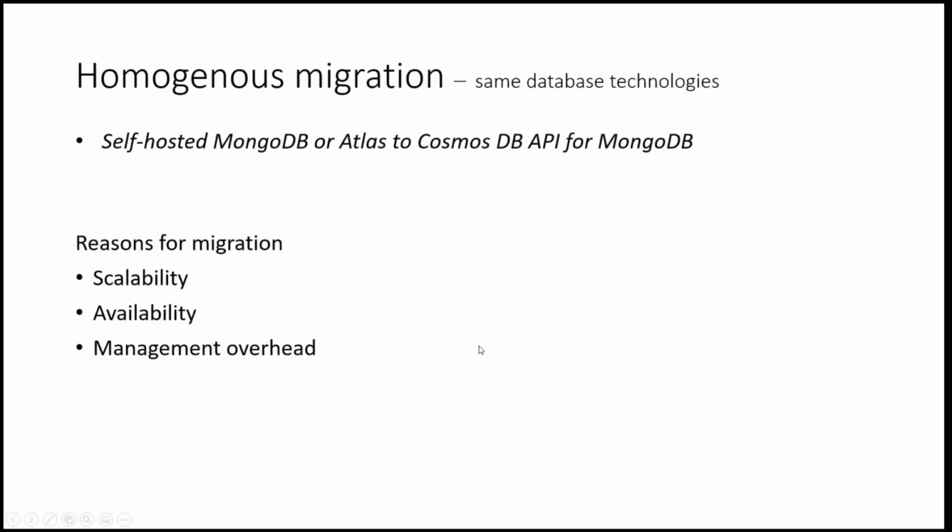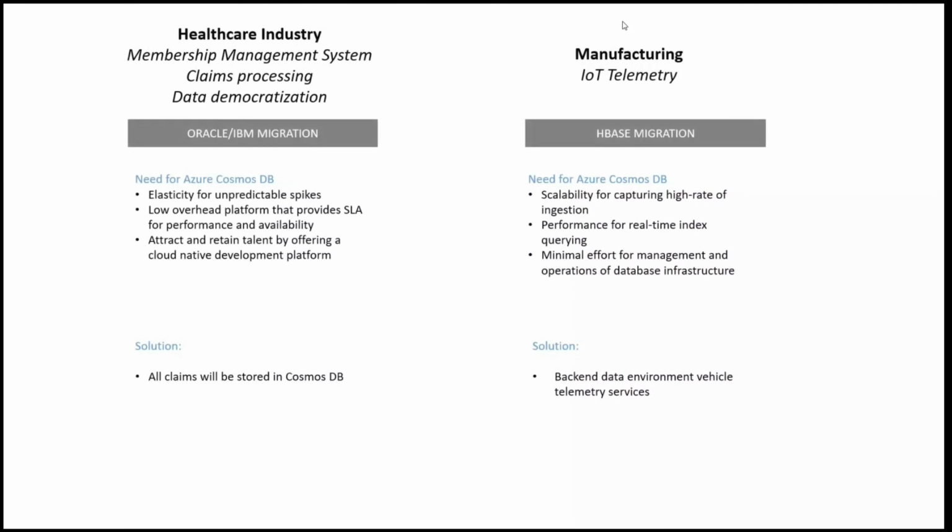And lastly, we have this example from the manufacturing industry, which was the HBase migration. Again, high rate of ingestion, high velocity operations, and this was the IoT telemetry use case. Again, like I said, it works great with Cosmos DB from the scalability and performance standpoint. So in this case, the enterprise moved their backend data environment, the vehicle telemetry service, to Cosmos DB.